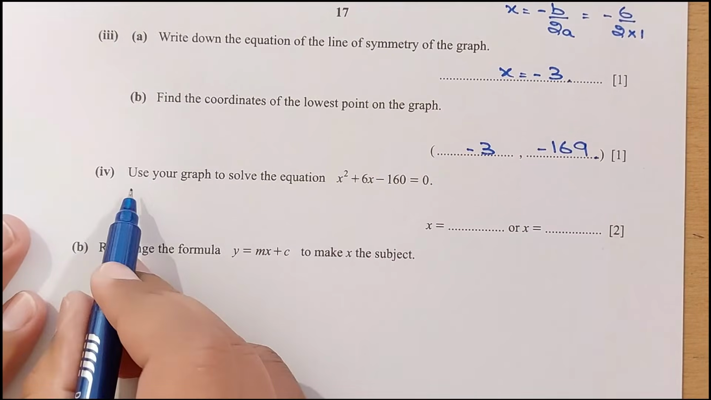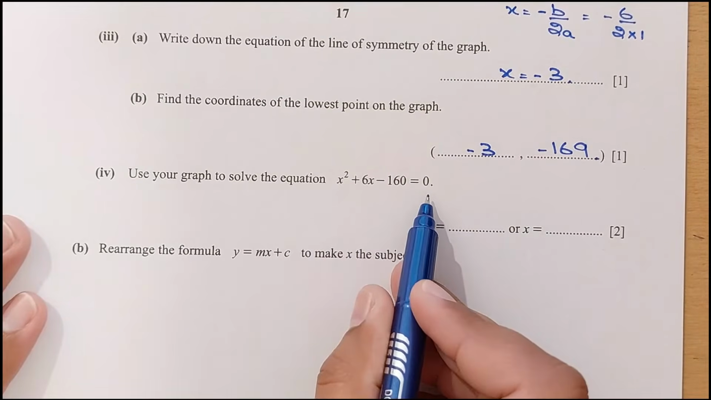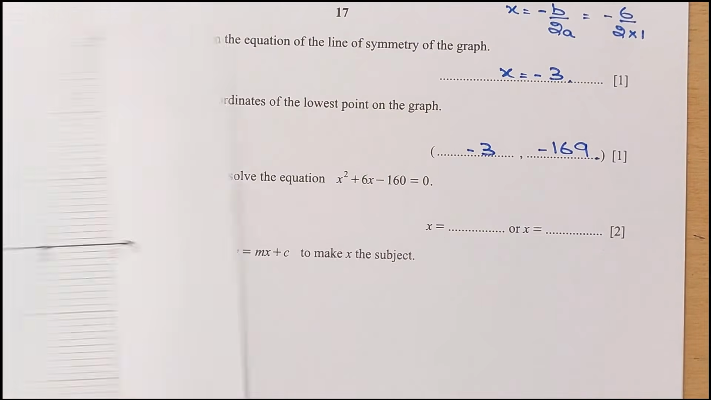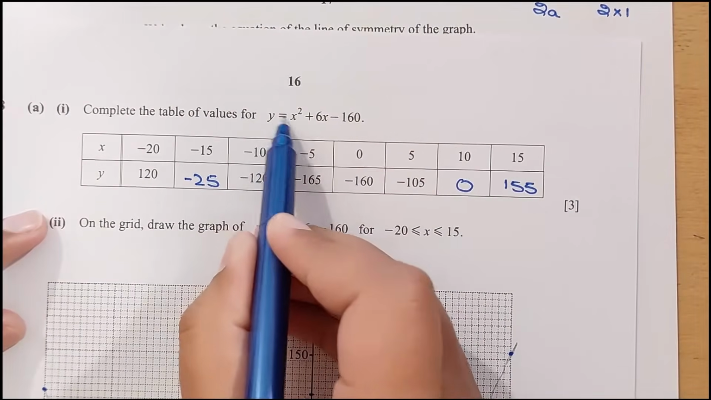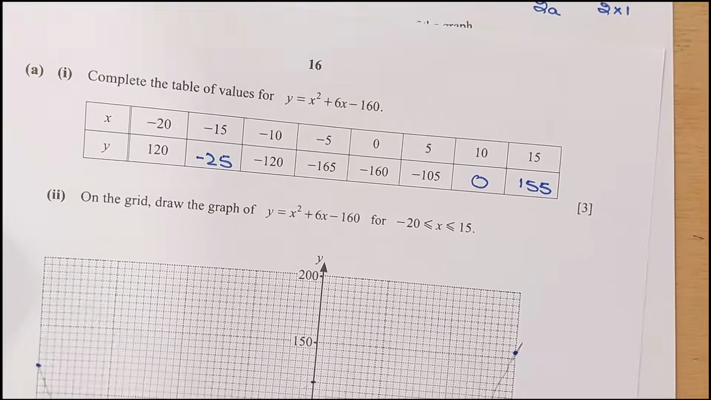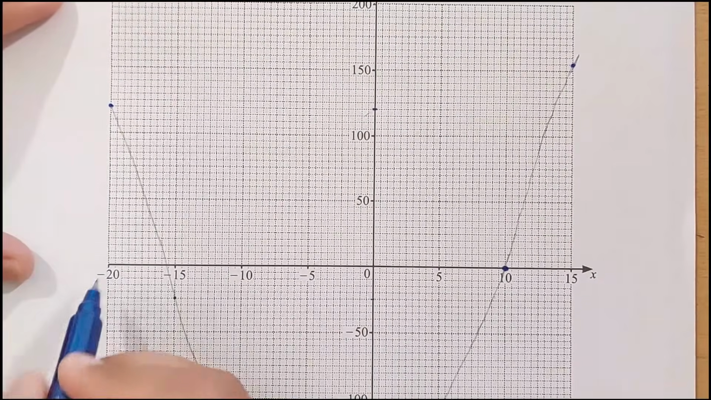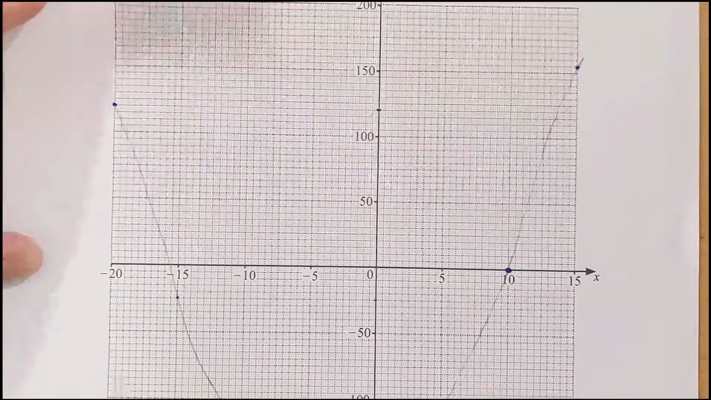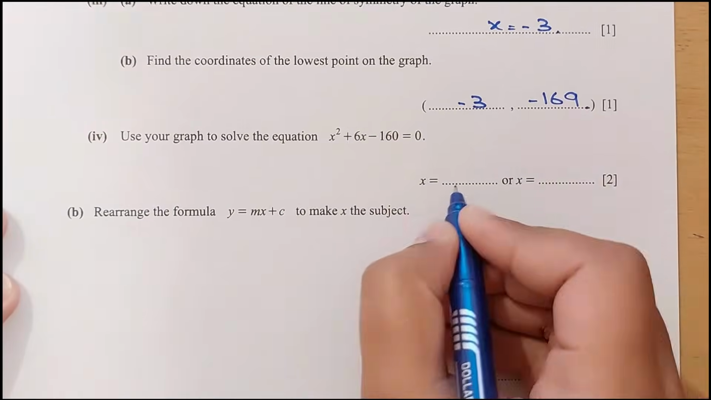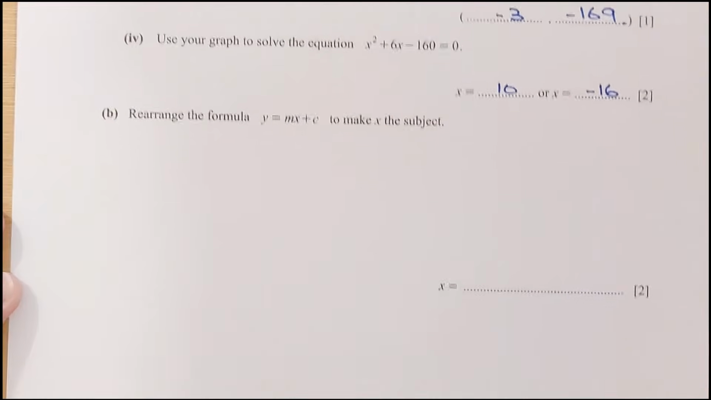Okay, now for part 4, use your graph to solve the equation x squared plus 6x minus 60 equals 0, right? So as you can see, this equation is when y equals 0. Basically we need to find the solutions. So here is the line y equals 0. So the solution is 10 and negative 16, you can say. So x is 10 and minus 16 when y equals 0.